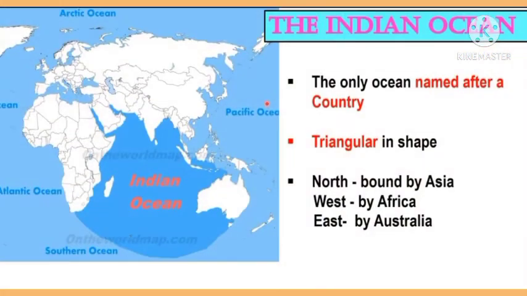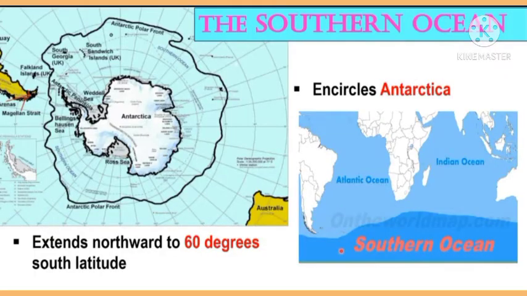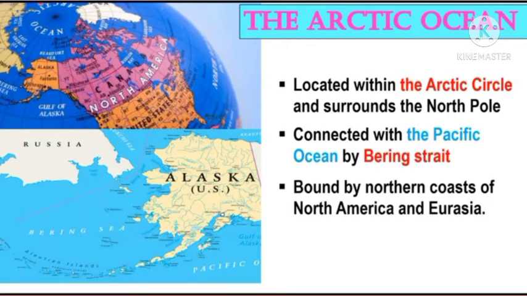The Indian Ocean. The Indian Ocean is the only ocean named after a country, that is India. The shape of the ocean is almost triangular. In the north, it is bound by Asia, in the west by Africa, and in the east by Australia. The Southern Ocean. The Southern Ocean encircles the continent of Antarctica and extends northward to 60 degrees south latitude. The Arctic Ocean. The Arctic Ocean is located within the Arctic Circle and surrounds the North Pole.